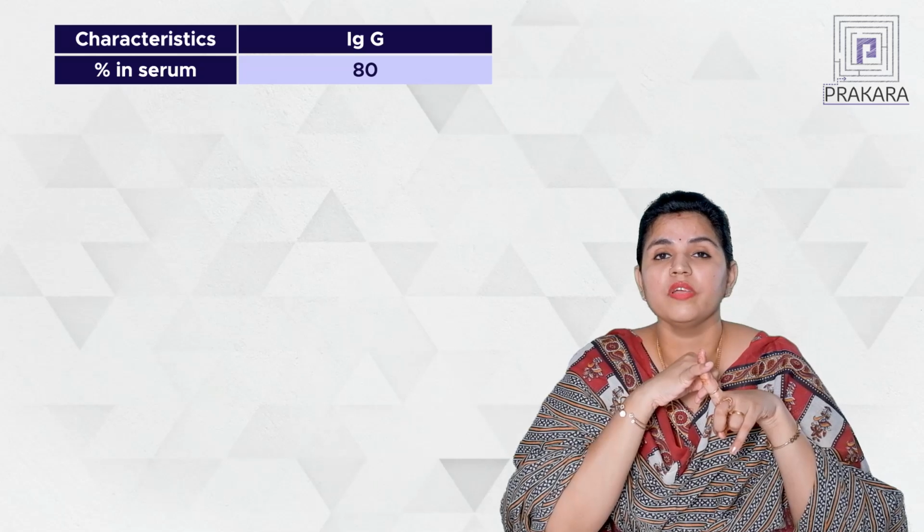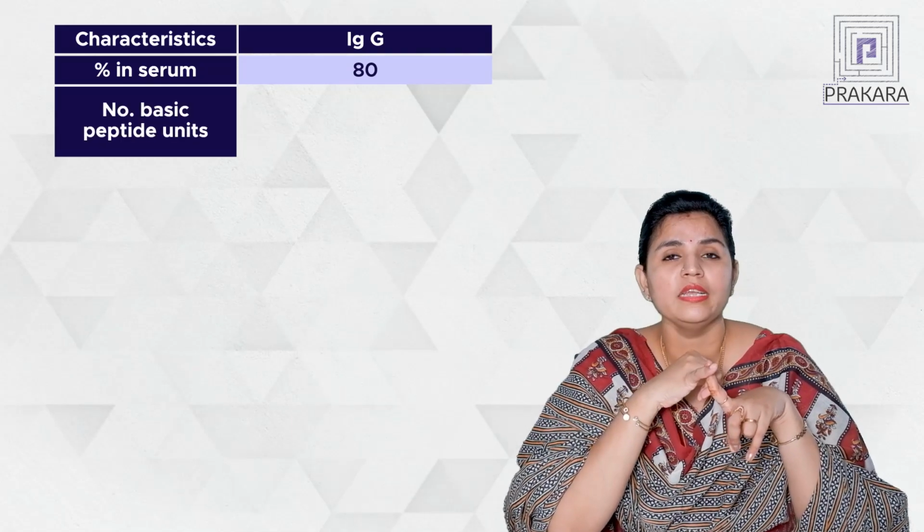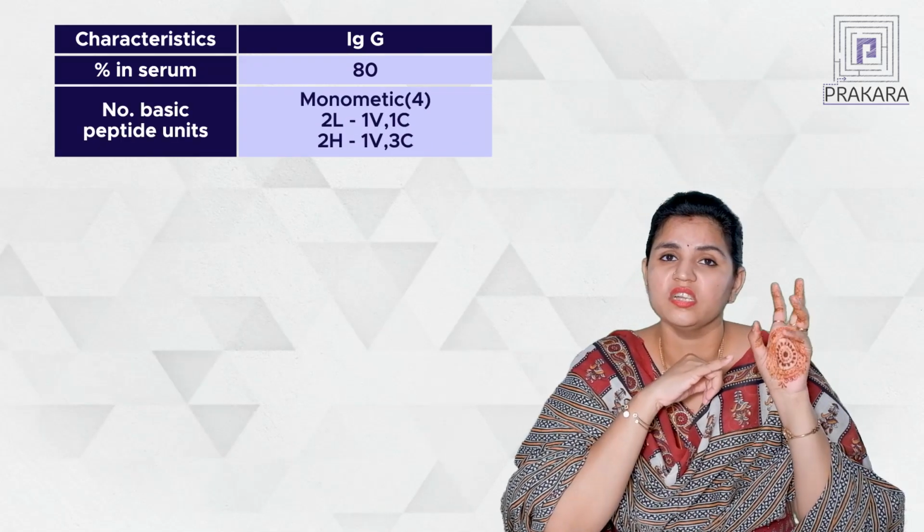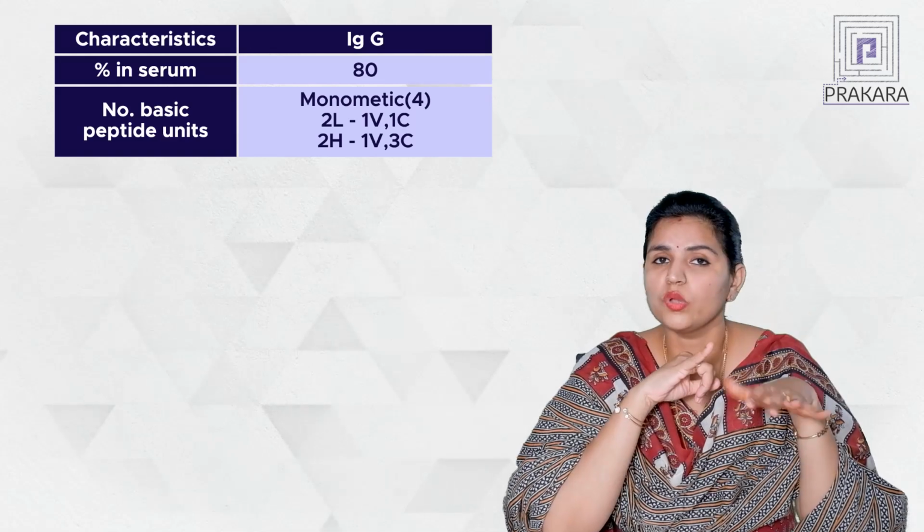Now, immunoglobulin G is 80% of what is present in your serum, and it plays a very important role in our body. It is a monomeric structure. It contains 2 light chains as well as 2 heavy chains.